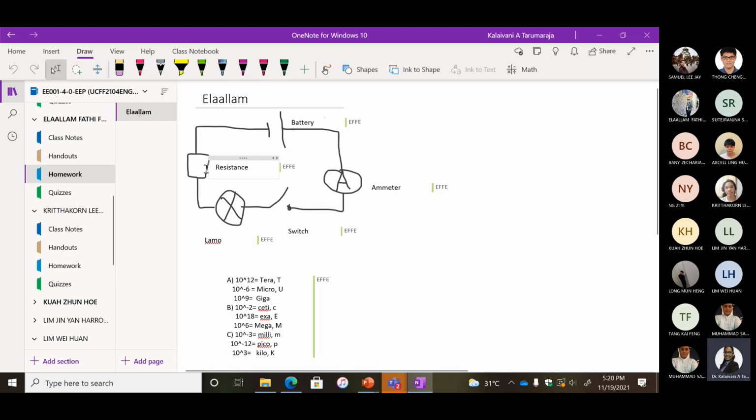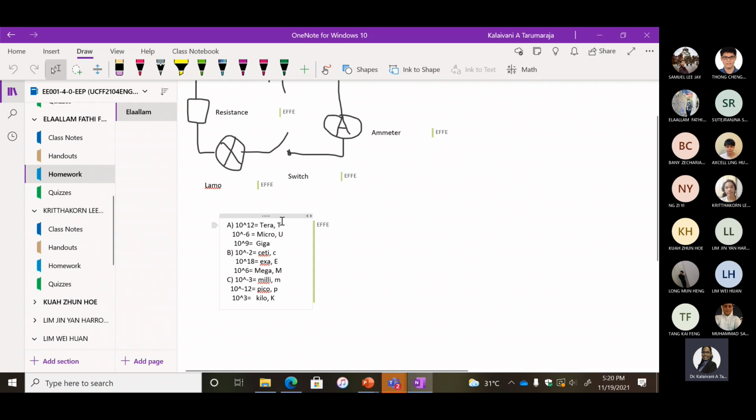Lamp, okay. Resistance, okay. Battery. Switch. Ammeter. Okay, this is the symbol of an ammeter. So 1, 2, 3, 4. Okay. Tera, micro, giga, centi. Okay, never mind, this is a typo error. Okay, mega, milli, pico. Okay, all right. Thanks for the answer, Fatin.